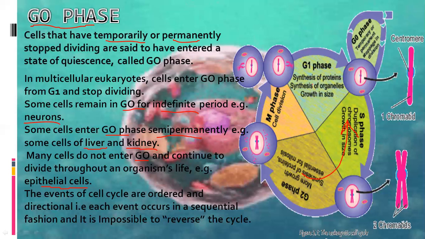So here, in G1 phase, there is synthesis of proteins and organelles. So there is growth of the cell in size. The next one is S phase, where the duplication of chromosomes occurs, and the cell also grows in size again. Then G2 has more growth of the cells, because there is more synthesis of proteins which are essential for mitosis. Now after G2 phase, mitosis is done and the cell is divided into two.